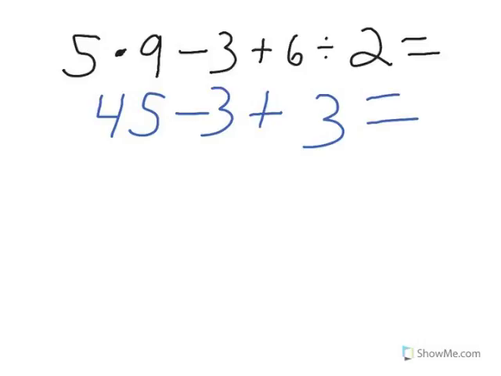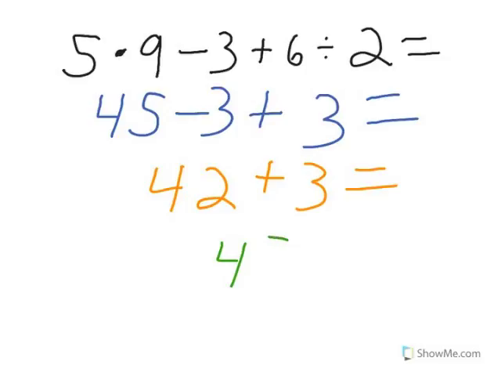Now we need to add and subtract from left to right. So here we have subtraction. Remember, we're adding and subtracting from left to right at the same time. 45 minus 3 is going to be 42 plus 3 equals. Now we got some more additions, so we can do that. 42 plus 3 is 45. And that's our answer, 45.